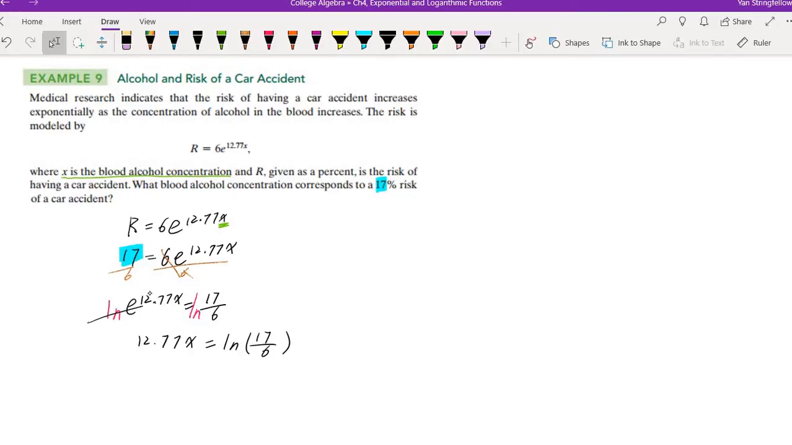You still have to remember we're solving for x. Natural log 17 over 6 is just some constant. So now we're going to divide by 12.77 on both sides, and then my 12.77 is going to be canceled. That will be natural log 17 over 6 over 12.77. If they want you to round this to 2 decimals, you just plug this whole thing into your calculator. You're going to get around 0.08. So that is how you solve this question.